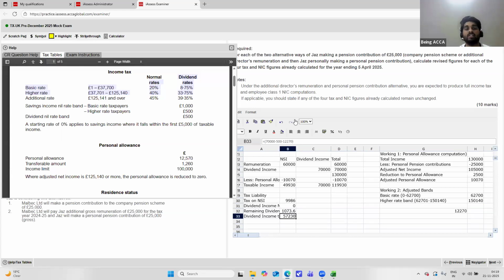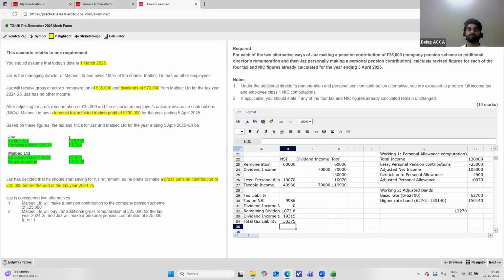taxed at a higher rate of 33.75%. And that is how you will be calculating your total tax liability, which would now be the sum total of all of these figures, giving you a total of 30,375 pounds. All right. With this, we have completed the computation of the income tax.